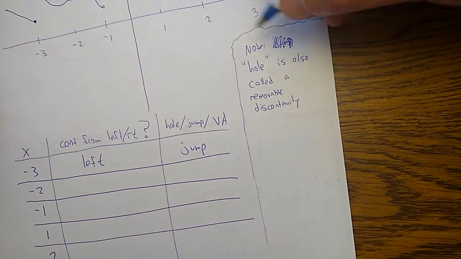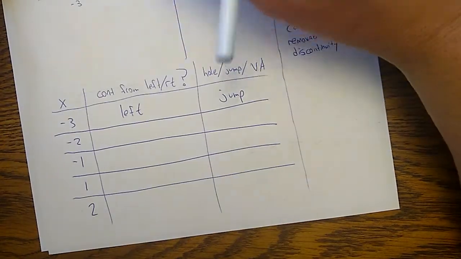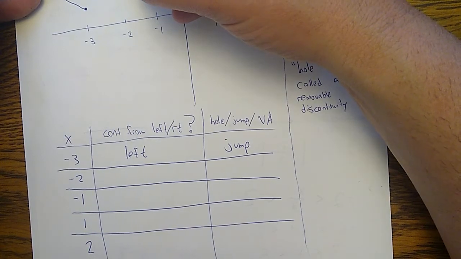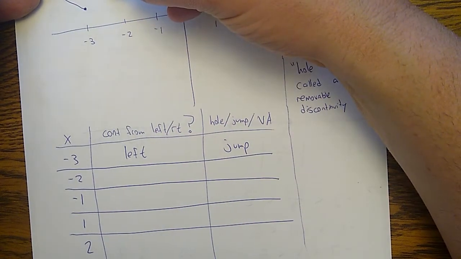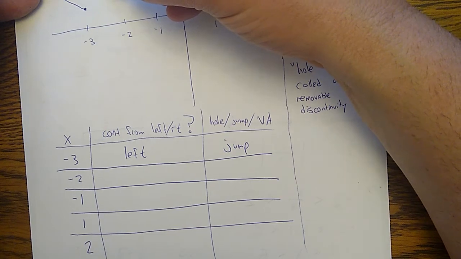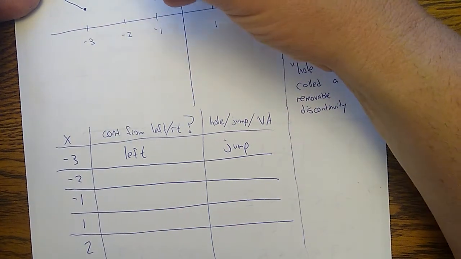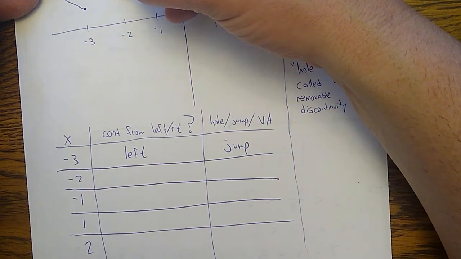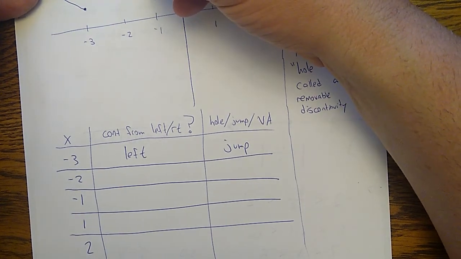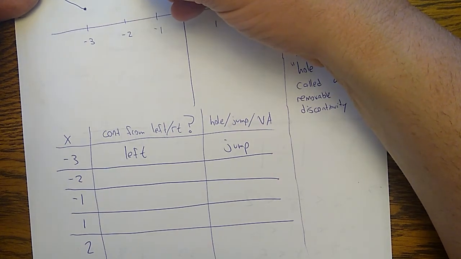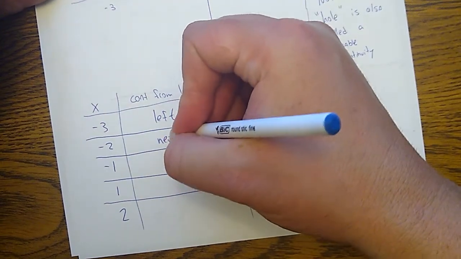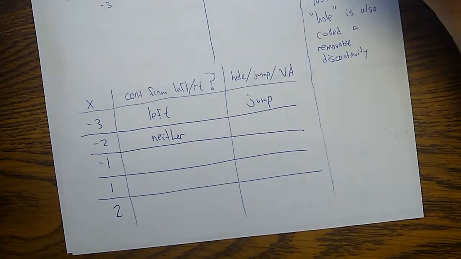By the way, well, no, it's not time to make this comment yet. Okay, I'll keep going. -2. This is what we call a hole. This is when it is not continuous from the left or the right, because if I approach -2 from the left, I'm coming up to here and there's no point there. If I'm approaching from the right, I'm also coming to the same point and there's no point there. So this is neither continuous from the left nor the right.